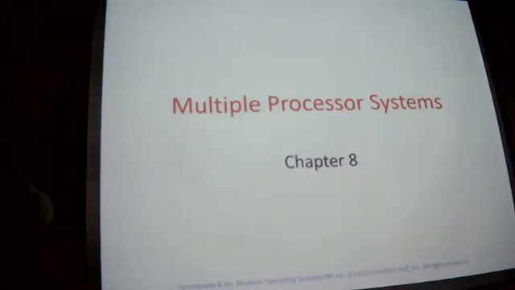Multiprocessor system. This afternoon we will learn chapter 8.